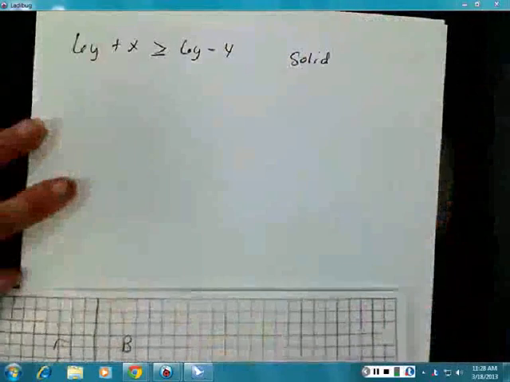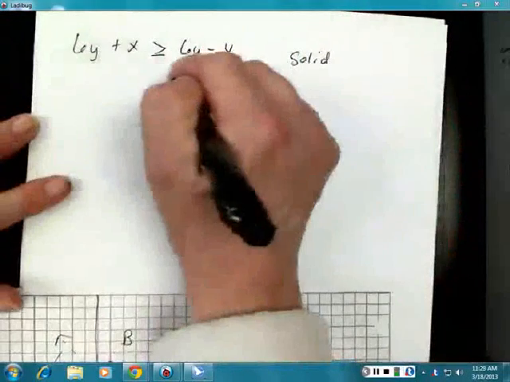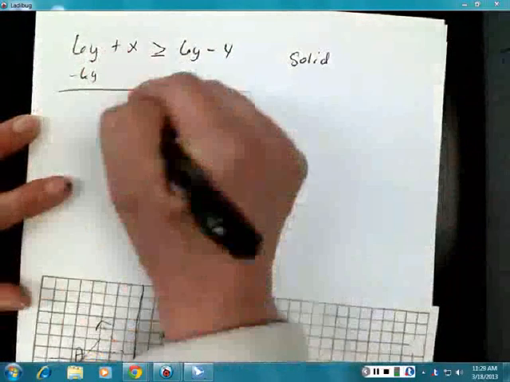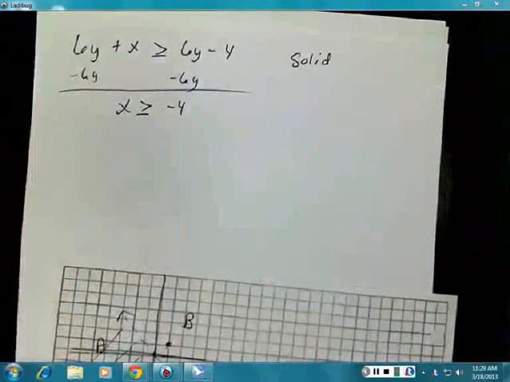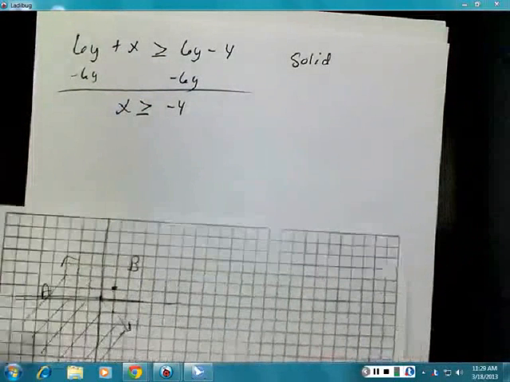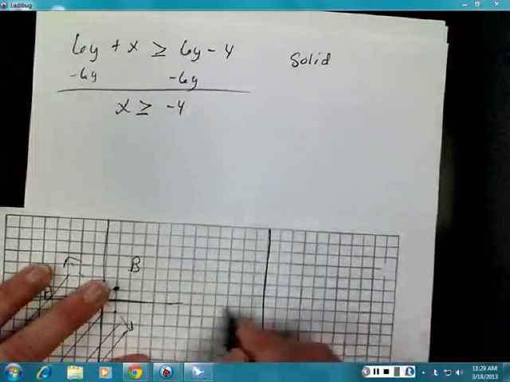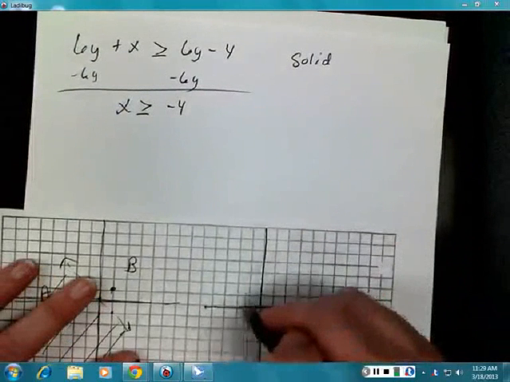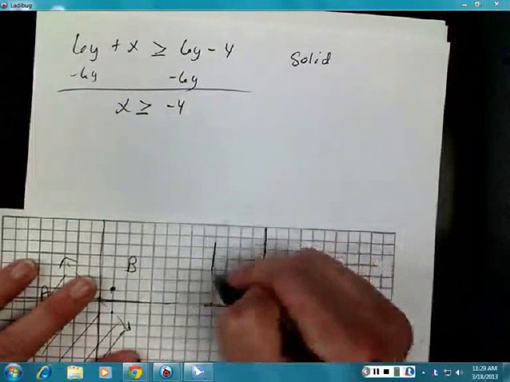Solid. Okay. And now I gotta solve for y so I can graph this thing. So I'm gonna get my y's together. So minus 6y. My y's disappear. What kind of line is that? Vertical. Yep, at negative 4. So it's vertical at negative 4.